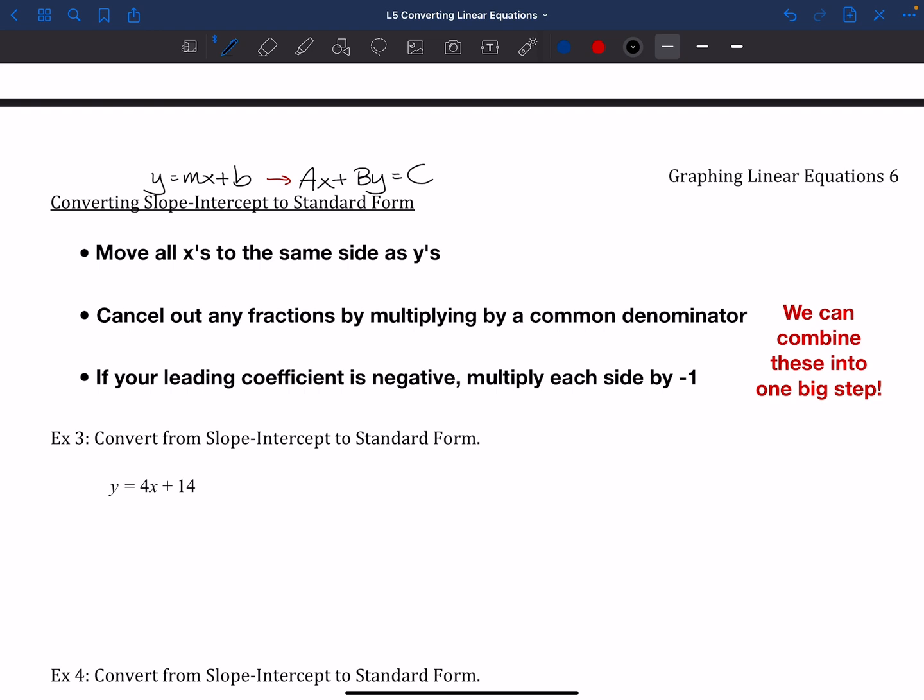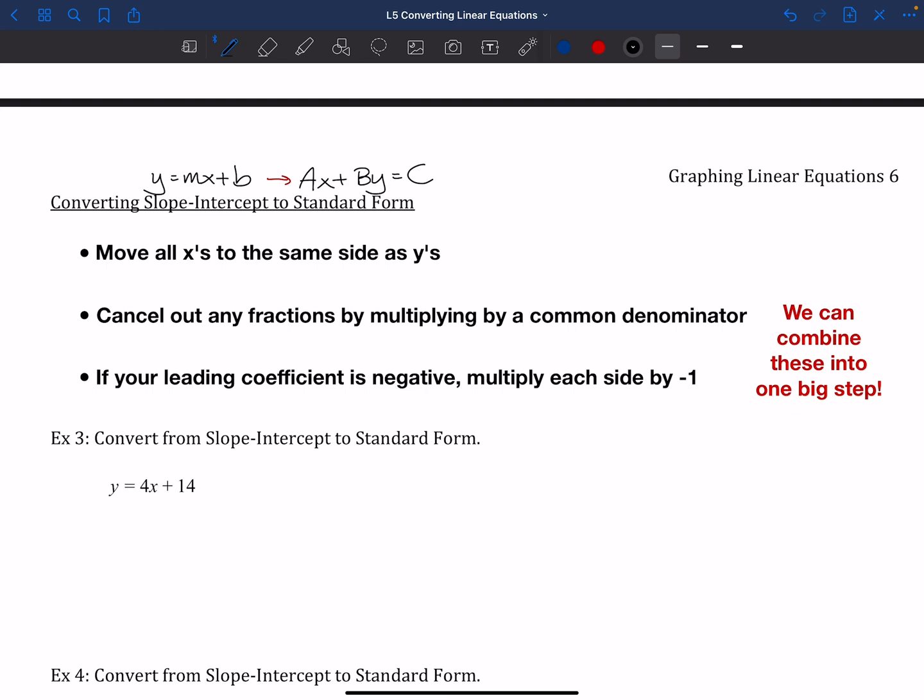So usually that's going to be by subtracting. Sometimes it could be by adding, depending on what your slope is. But you're moving all those x's to be on the same side as y's. And we're going to put them out front so that it kind of looks more like ax in the front plus by after that equals c. After that, we have two steps that we can sort of combine into one step if we wanted to. We want to cancel out any fractions that we've got hanging out by multiplying everything by a common denominator.